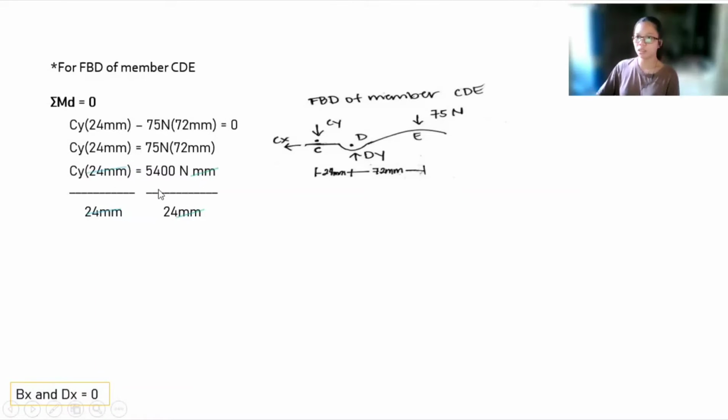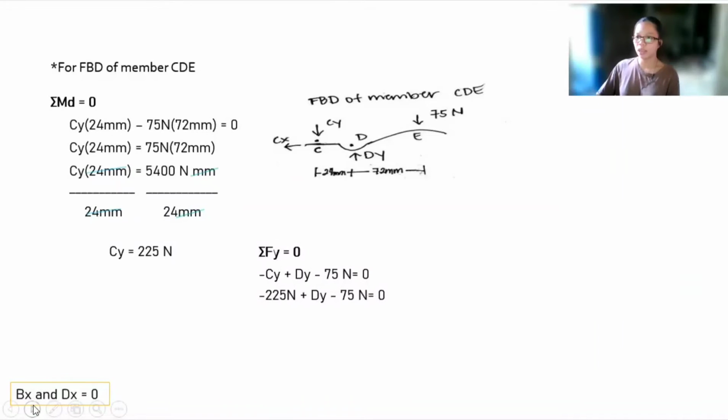The millimeters cancel, and I have 5,400 Newton-millimeters, which is the product of 75 multiplied by the 72 millimeters. So I have here Cy would be equal to 225 Newton. So I already have the value for Cy and also have the value at E. So I can now get the value for Dy using the summation of forces in y equal to 0. So I have here negative Cy plus Dy minus the 75 Newton. So Cy is negative 225.